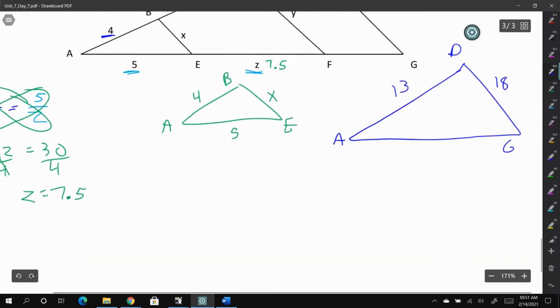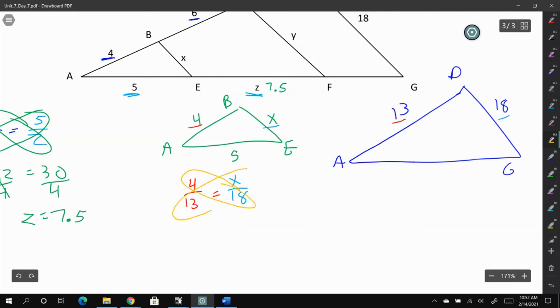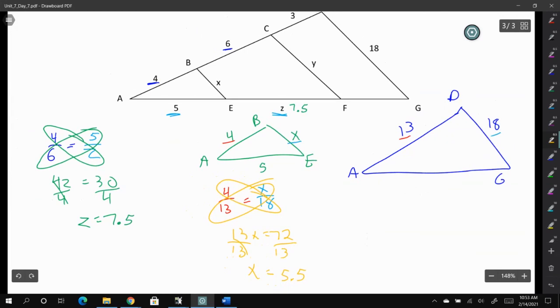So then we can set up our ratios to figure out what X is. So 4 over 13 is equal to X over 18. So then when we cross multiply that, we'll get 13X equals 72. So 72 divided by 13 is 5.5. We'll leave it at that. So X right here is 5.5.